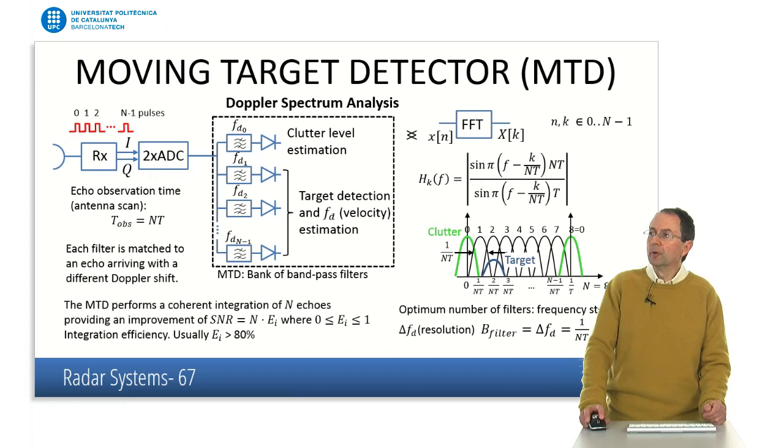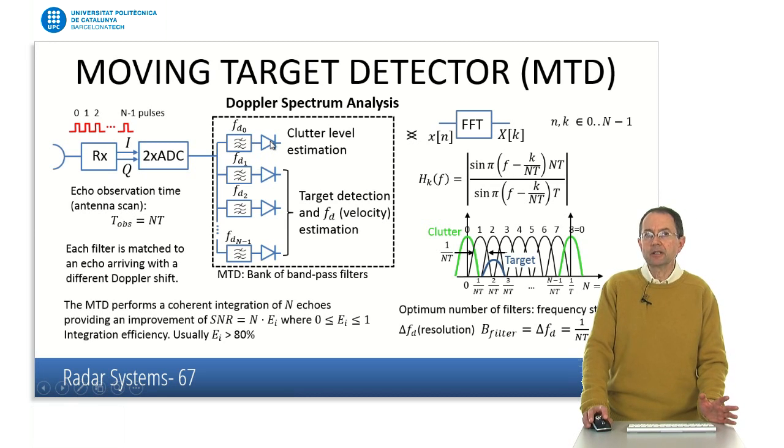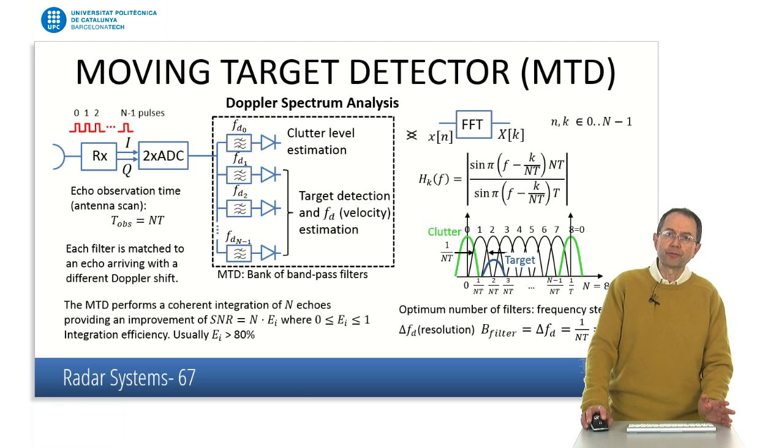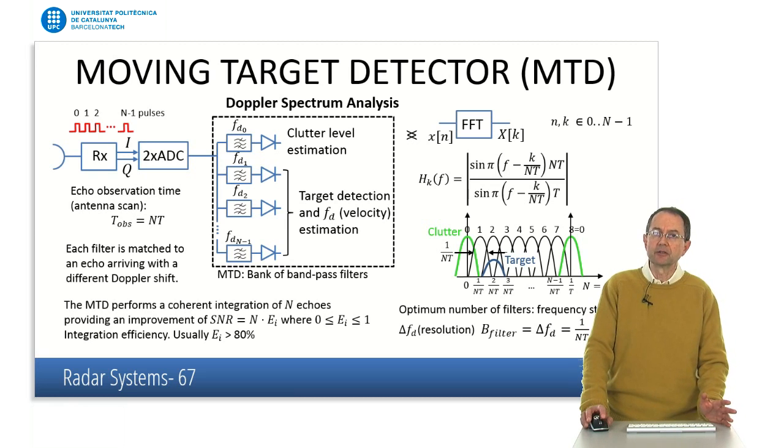detector. The moving target detector is actually a bank of narrow band filters, which is used at the end of the receiver. And the objective here is dual. On one side, we want to reject clutter, but the purpose of the moving target detector is, through spectral analysis, to measure or estimate the Doppler frequency of the target. This will indicate the speed of the target, the radial speed of the target.